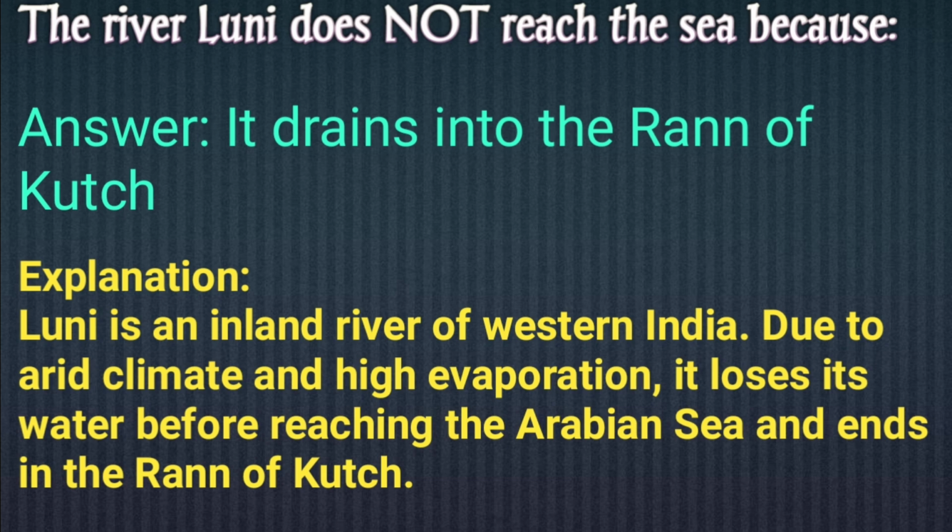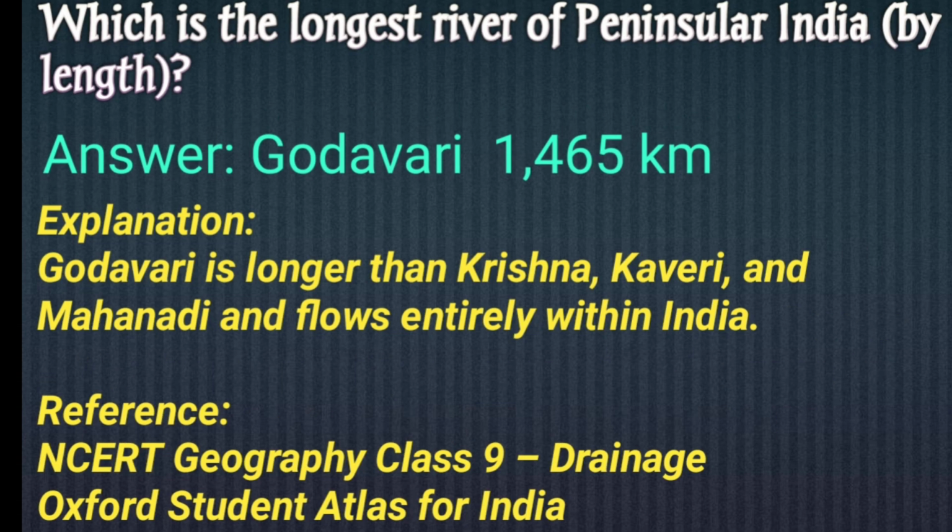The river Luni does not reach the sea because… Answer: It drains into the Rann of Kutch. Explanation: Luni is an inland river of western India. Due to arid climate and high evaporation, it loses its water before reaching the Arabian Sea and ends in the Rann of Kutch.